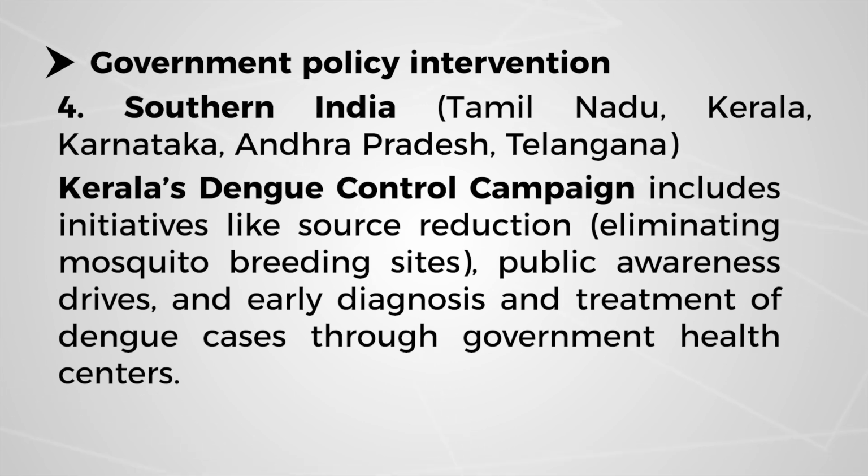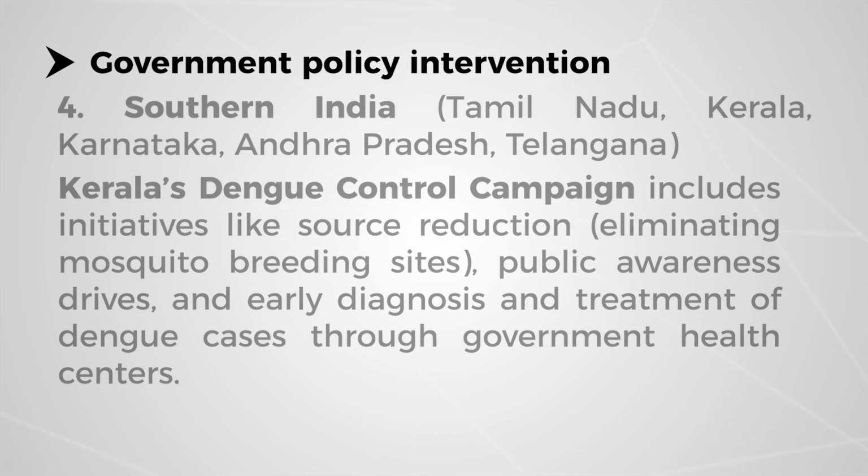Examples like Kerala's dengue control campaign include initiatives like source reduction, eliminating mosquito breeding sites, public awareness drives, and early diagnosis and treatment of dengue cases through different types of government health centers.